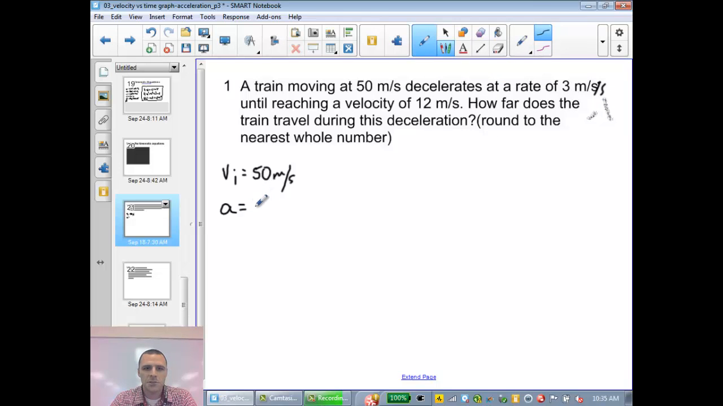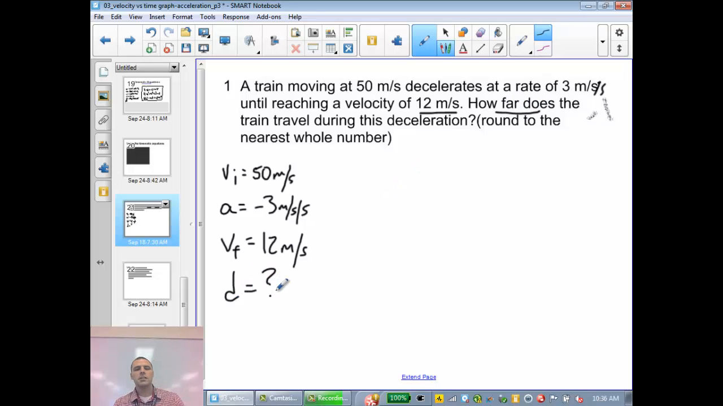A equals -3 meters per second squared. You notice I put in the negative because this object is decelerating, and to show velocity coming away, we want to put in a negative. It reaches a final velocity of 12 meters per second. So that's vf equals 12 meters per second. And the problem says, how far distance or displacement does it travel during this deceleration? So we want to find d.